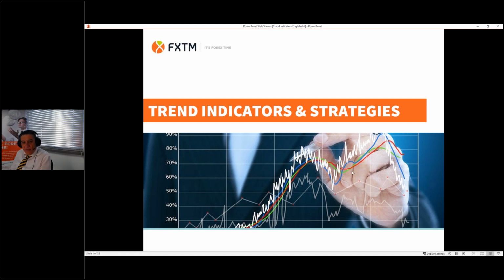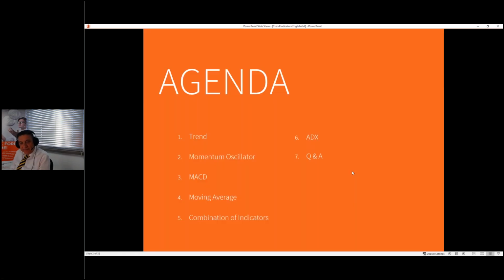Let's go through the agenda for today. We're going to talk about trend. Trend is your friend, everybody knows that. And then we're going to define momentum, and we're going to see how momentum is constructed. And then another oscillator, which is MACD, also known as moving average convergence divergence. We're going to explain how it's calculated.